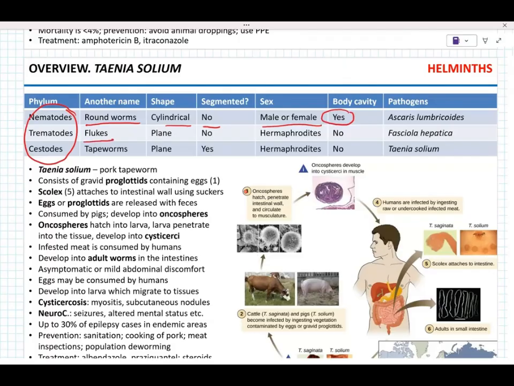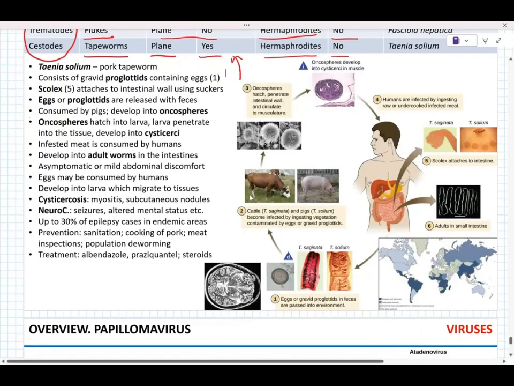Trematodes, also known as flukes, are flatworms that are not segmented. They are hermaphrodites, and they lack a body cavity. Finally, cestodes are the simplest of these worms. They're flat. They are segmented, which I'm going to demonstrate in a minute. Also hermaphrodites, and lack a body cavity as well. Effectively, these guys, tapeworms, feed themselves by diffusion of nutrients from the gut of the host.